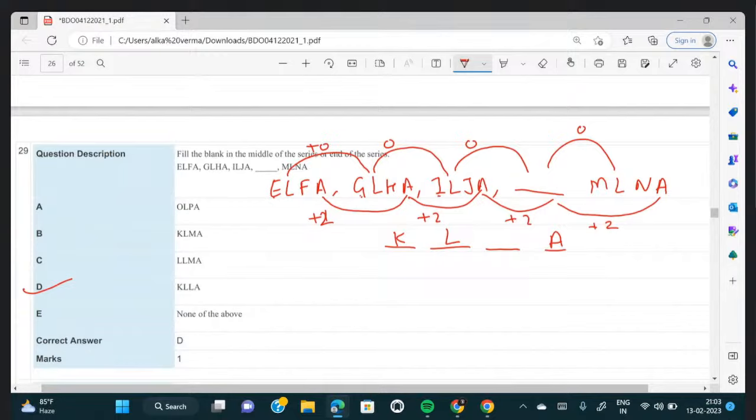Plus 2 means gap of 1. If you say plus 2, it is a gap of 1. Again, F to H, again gap of 1. H to J, gap of 1. J to something, gap of 1, which will be what? J, K, L. So L. K L double A. If you are getting K L double A, we are getting the answer. So basically the pattern is plus 2, plus 0, plus 2, plus 0.